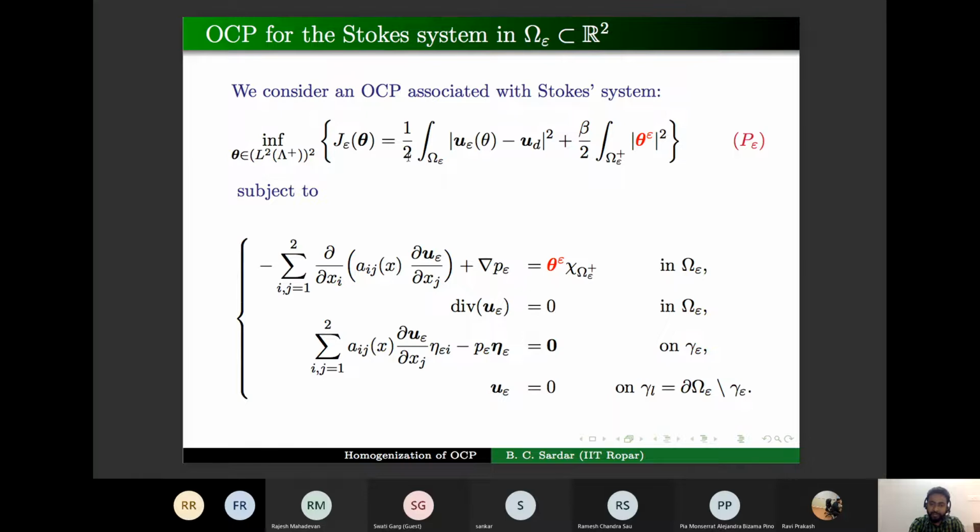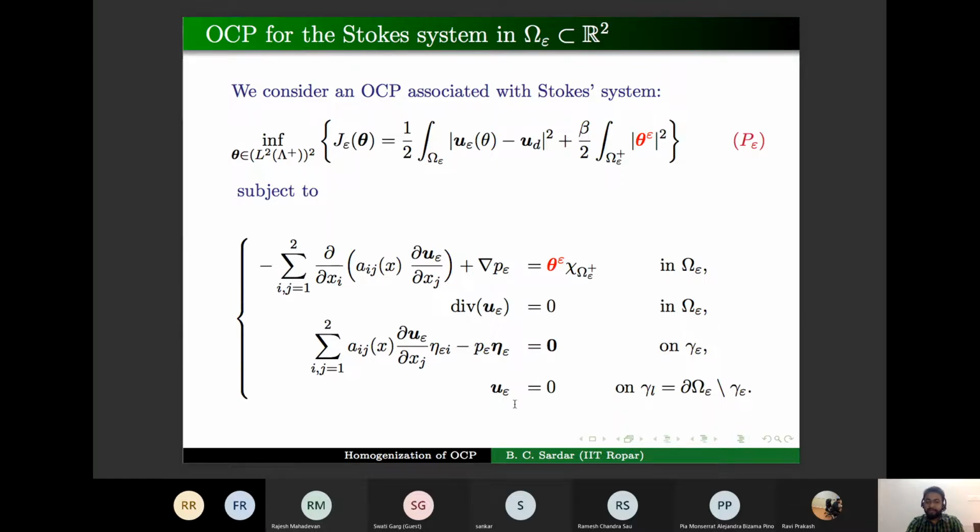Fine. And that u epsilon satisfies this Stokes operator, where p epsilon is the corresponding pressure, and theta epsilon is the scaled form, which is defined on the oscillating part of the domain. So we need the divergence free condition: the divergence of u epsilon is equal to 0. And we define a Neumann type boundary condition on the oscillating part of the domain, and on the rest of the boundary we have the Dirichlet boundary condition.